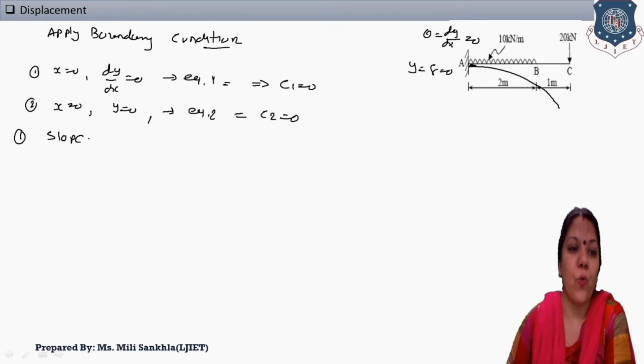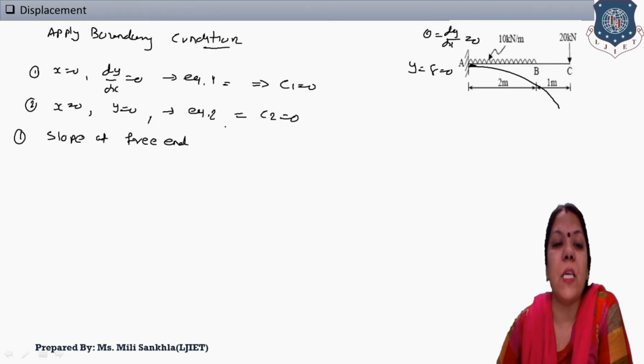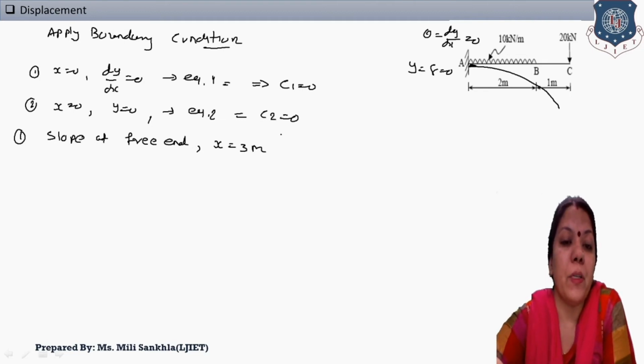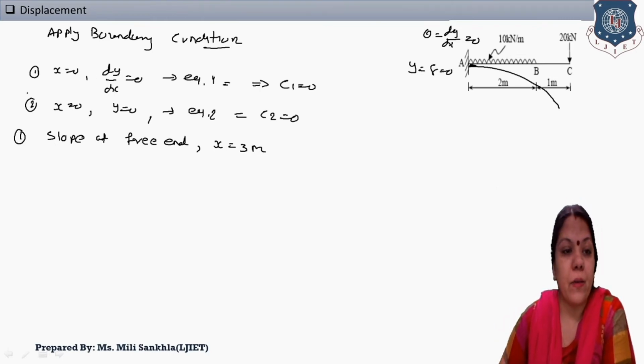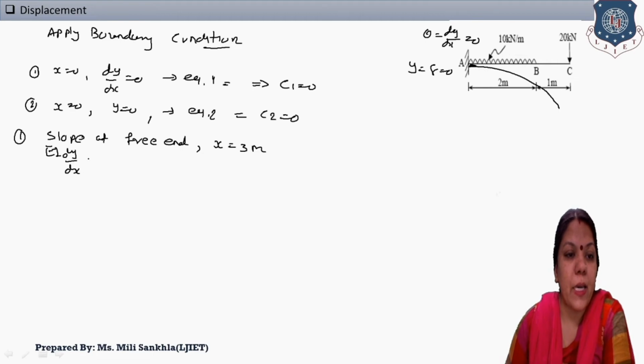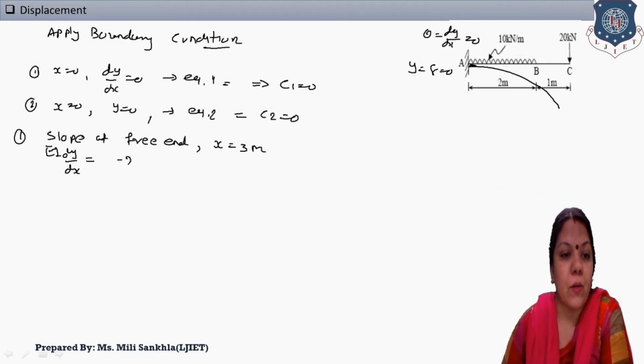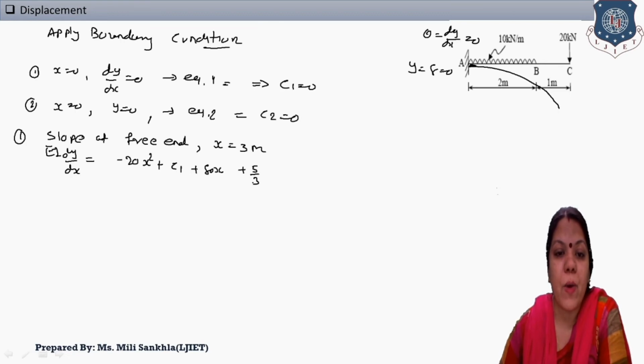Now, find out slope at free end. Okay, at free end, that means C point, and at C point, what will be the distance x from left hand side? That is 2 plus 1, 3 meter. Right here, x is 3 meter. Okay, now what is the equation of slope? Okay, mention EI. Right here, our first equation of slope, EI dy by dx is equal to minus 20 x square plus C1 plus 80x plus 5 by 3 x cube minus 5 by 3 (x minus 2) raised to cube.